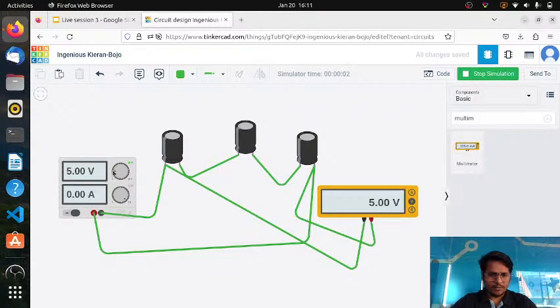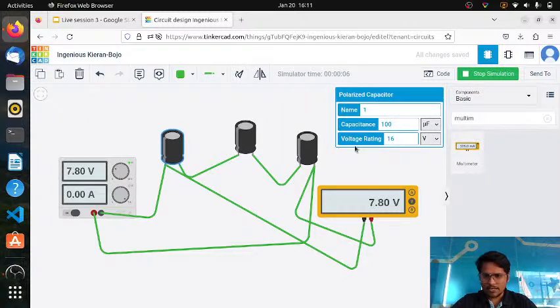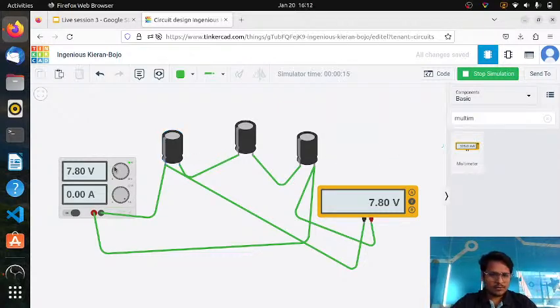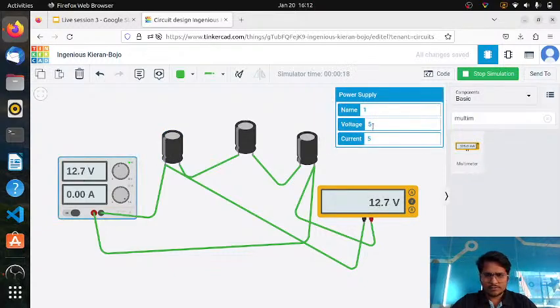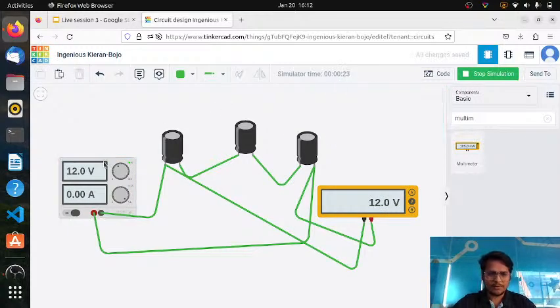So here we are applying 5 volt. Let me increase the voltage, because the maximum we can provide is 16 volt. Here you can see the voltage rating of these capacitors is 16 volt. So let me give 12 volt. I will just do 12 here. Okay, so we are providing 12 volt, and the multimeter is also showing 12 volt.